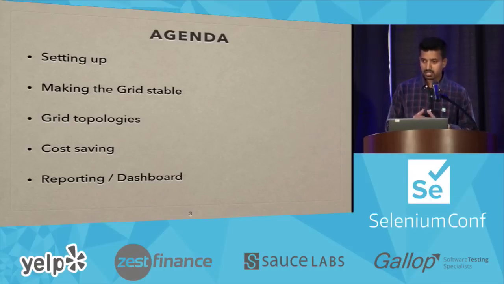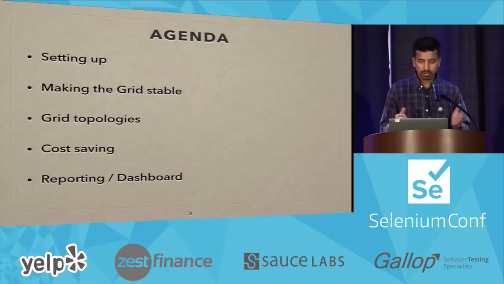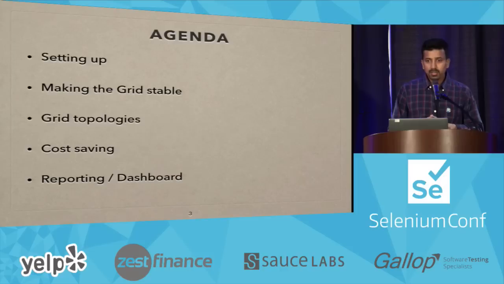And the second section is making the Grid stable. Everyone wants to run Grid, but we want to run it in a more stable way, so it runs today, tomorrow, every week, every month, every year, with very little manual intervention. What you have to do for that is covered in that section.